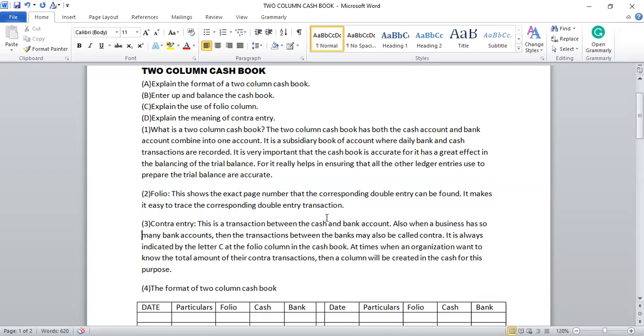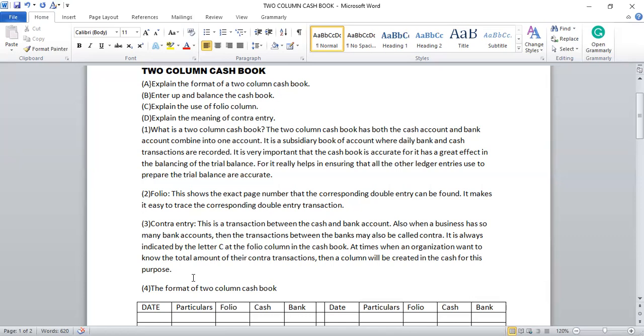This is a transaction between the cash and the bank account. Also, when a business has many bank accounts, a transaction between the banks may also be called contra. It is always indicated by the letter C in the folio column in the cash book. At times, when an organization wants to know the total amount of their contra transactions, a column will be created in the cash book for this purpose. So any transaction between the bank and the cash is called a contra entry.